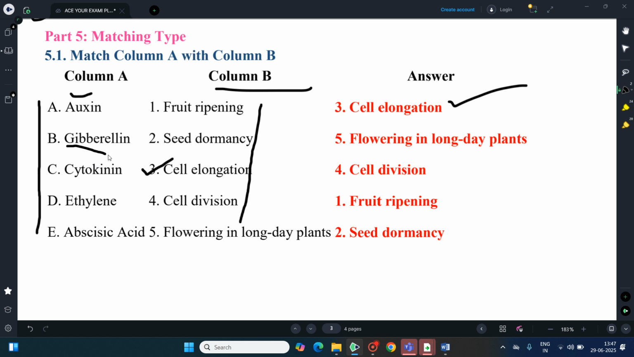Gibberellins are used for flowering in long day plants. That is the correct match. Cytokinin is responsible for cell division. That is the correct match. Ethylene is used for ripening of fruits. That is the correct match. Abscisic acid is responsible for induction of seed dormancy. That is the correct match.